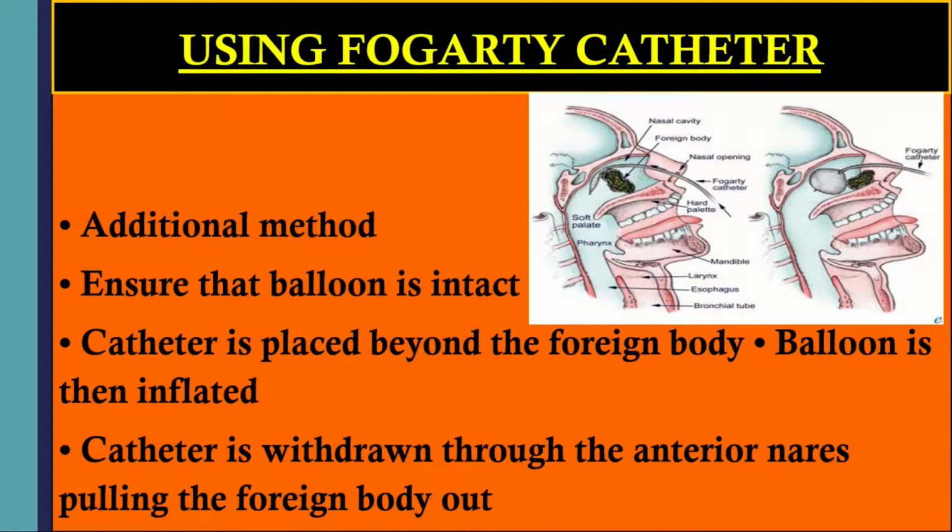Whereas one can also try using a Fogarty catheter, like shown in the picture. This catheter is an additional method. In addition to the probe method, one can try the catheter method. In this, we ensure that the balloon is intact. The catheter is placed beyond the foreign body. The balloon is then inflated. Then the catheter is withdrawn through the anterior nares, pulling the foreign body out.